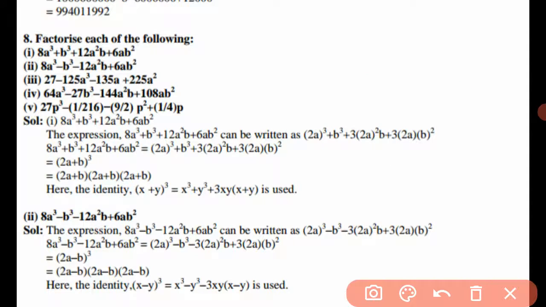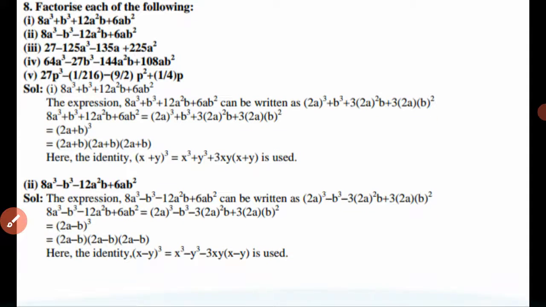So when we expand it, the identity is given here by 2a plus b. This can be converted using the identity: 2a plus b whole cube means x plus y whole cube. So we can write it 3 times, that is 2a plus b, 2a plus b and 2a plus b. Here the identity we use is x plus y whole cube. By using this identity we can solve it.